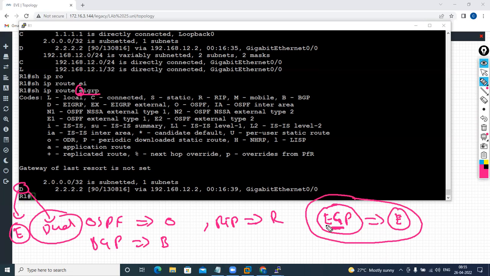Yes, correct. Because E was already taken. Otherwise, they would have given it as E. E was already taken by a protocol called EGP. Clear?